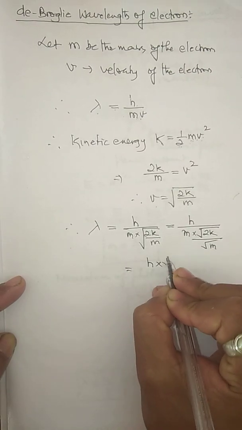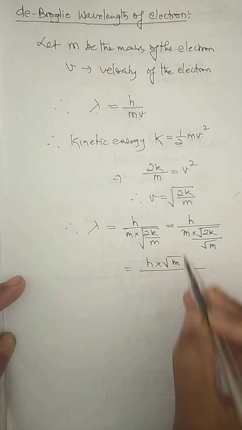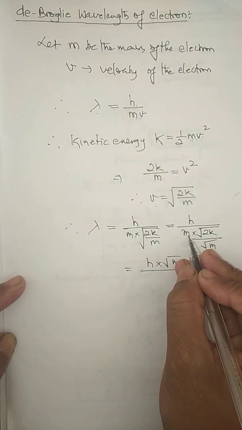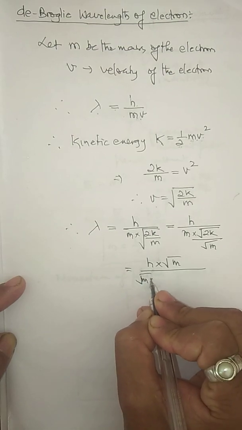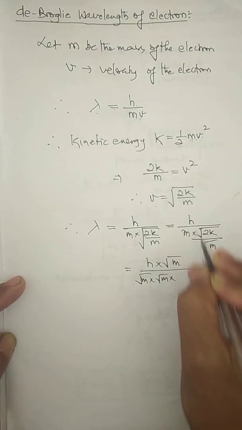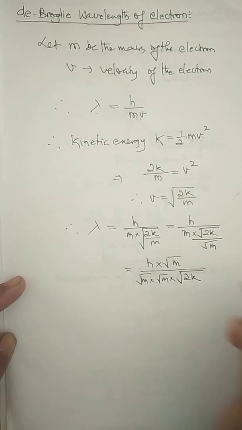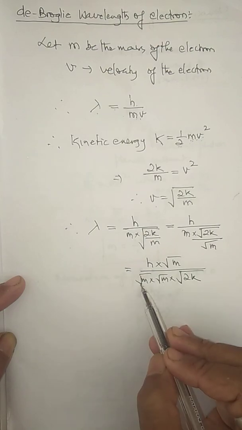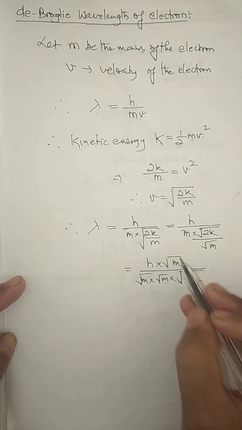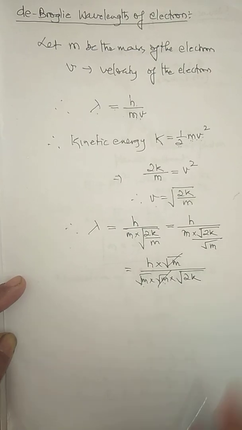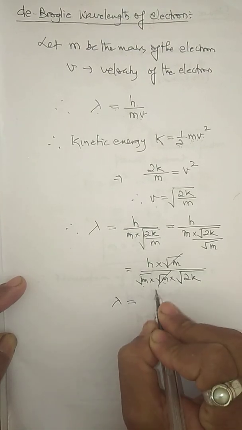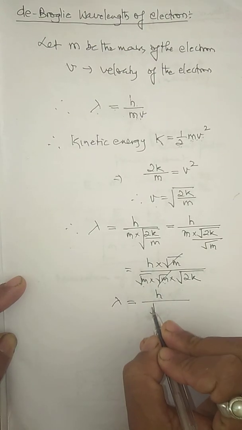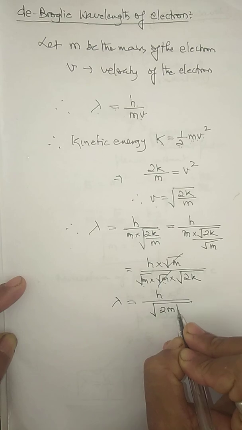So h into square root of m by m, but there is square root of m in the numerator. So this m can be written as square root of m into square root of m, and there is already square root of 2K. So children, look at this expression part. m means square root of m into square root of m. So this square root of m and one square root of m cancel out. So lambda equals h by, now this square root of m and this square root of 2K, I write in whole square root 2mK.